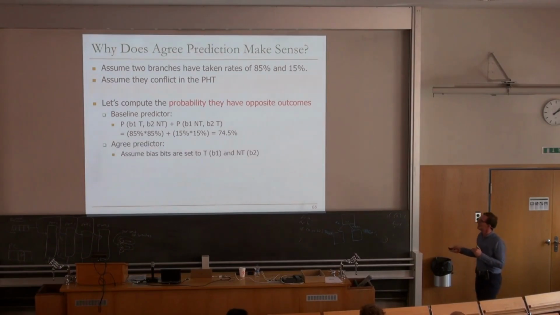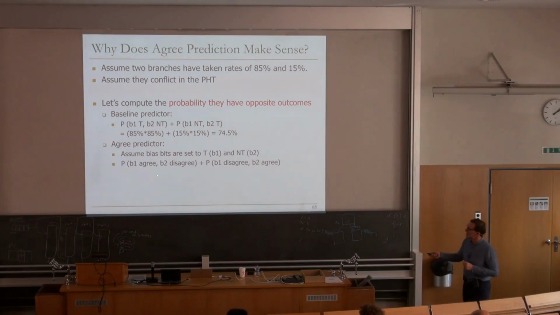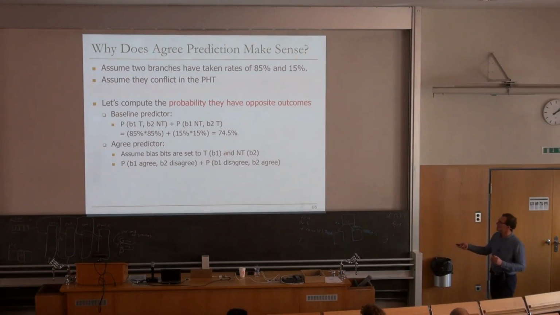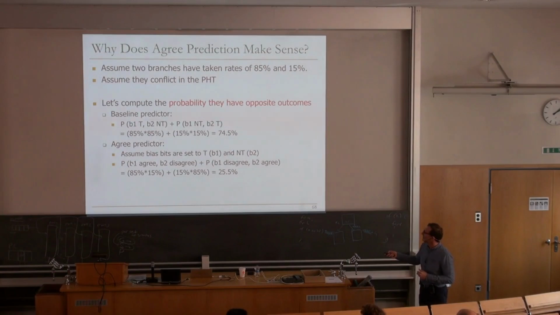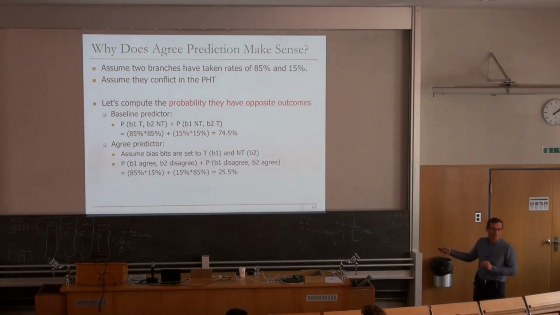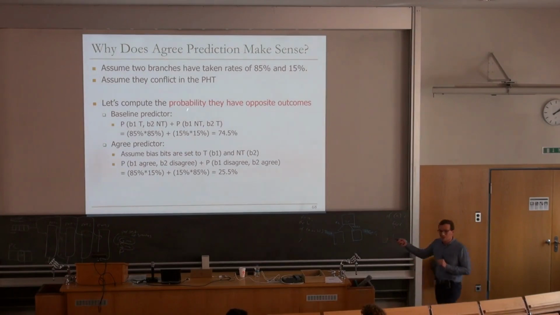The agree predictor's probability of misprediction, in that case, will be this: the probability that B1 agrees with its bias bit and B2 disagrees, plus the probability that B1 disagrees with the bias bit and B2 agrees. If you do this calculation, you just change the numbers. B1 agrees with its bias bit 85% of the time, and B2 disagrees with the bias bit 15% of the time, because you set the bias bits correctly. Remember, B2's bias bit is not taken. And B1 disagrees with its bias bit 15% of the time, and B2 agrees with its bias bit 85% of the time. As a result, you get a 25.5% misprediction rate. I think it's a very clever idea. By using one level of indirection, which is the bias bits that you hopefully set correctly, you get rid of a lot of mispredictions.